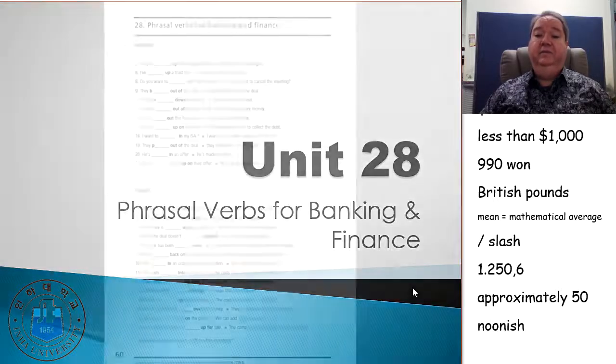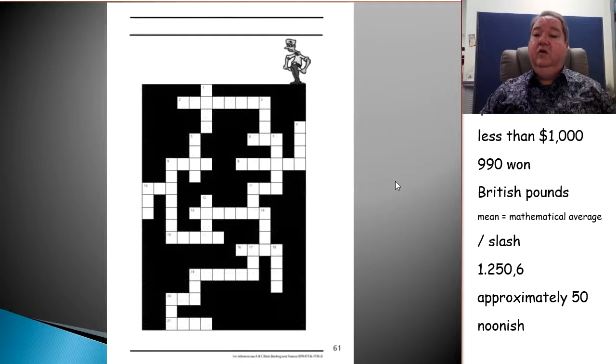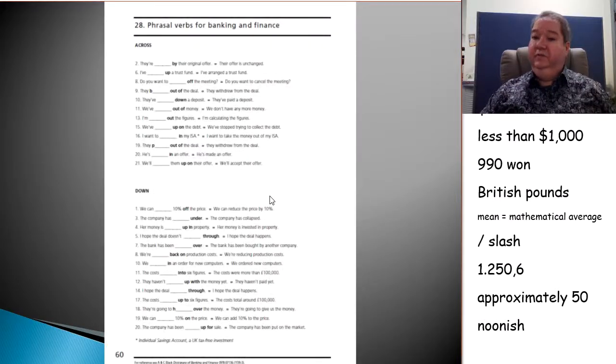And in this one, you will see they have across and down here. This is a crossword puzzle. So you will complete the crossword puzzle with the answers from the questions here, that are all phrasal verbs. So please take a look at that one for next week, and I'll see you then.